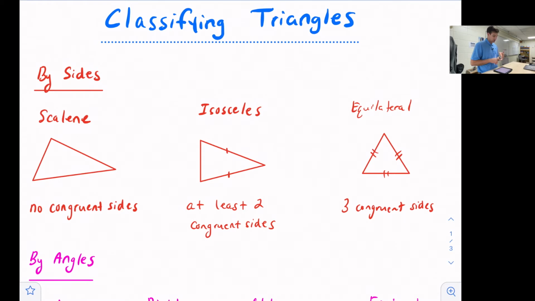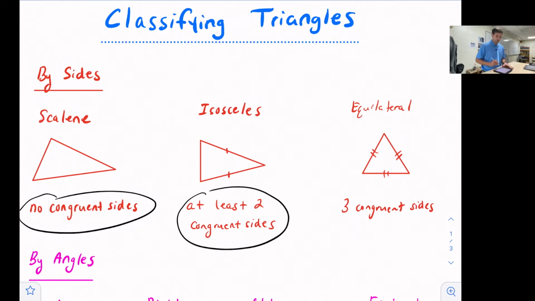Scalene means that we're going to have no congruent sides, so all three sides of the triangle will be a different length. Isosceles, we have at least two congruent sides. So keyword there, at least. We need two congruent sides for sure. That's what most people probably recognize the definition of isosceles as, but really it's at least two.